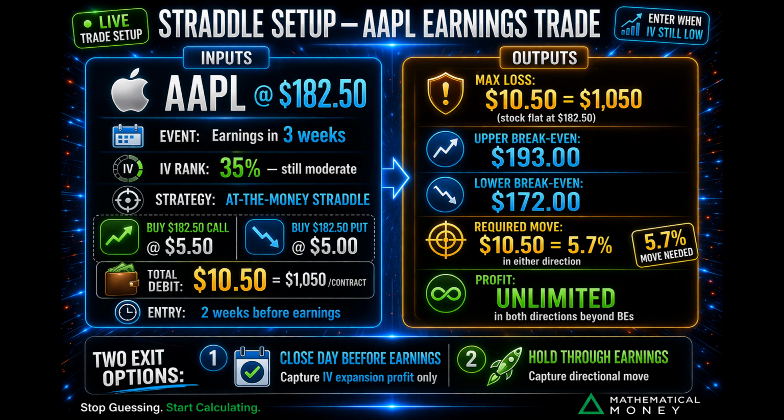Upper break-even: $182.50 plus $10.50 equals $193. Lower break-even: $182.50 minus $10.50 equals $172.